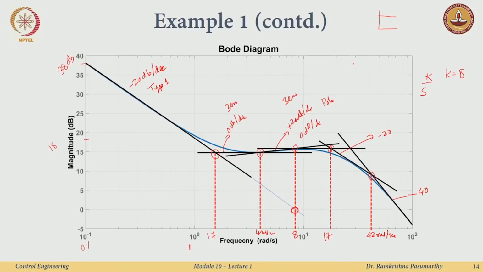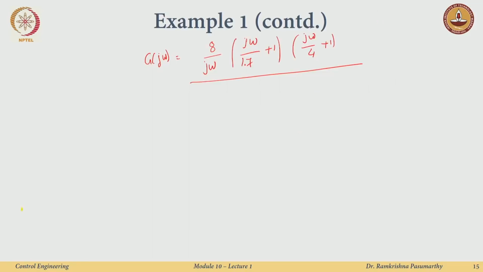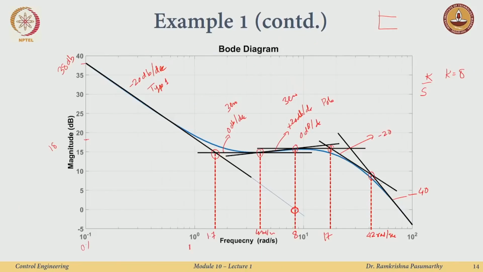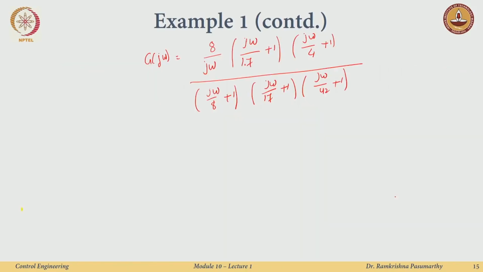and then after 4 I am at a corner frequency of 8, right. Where the slope now decreases from plus 20 to 0, therefore I encounter a pole here, j omega over 8 plus 1. Similarly, I have another pole at 17 and another pole at j omega by 42 plus 1, at 42, where the slope now becomes minus 40 decibels per decade.